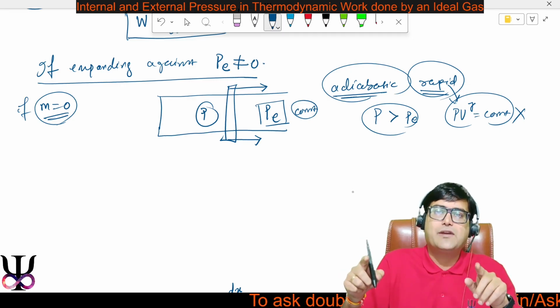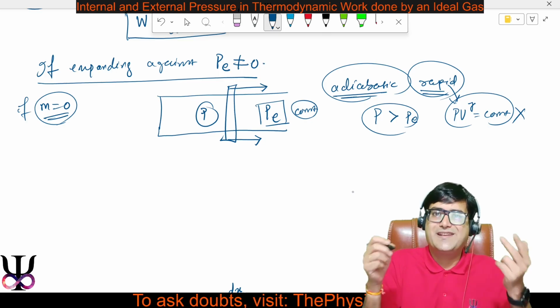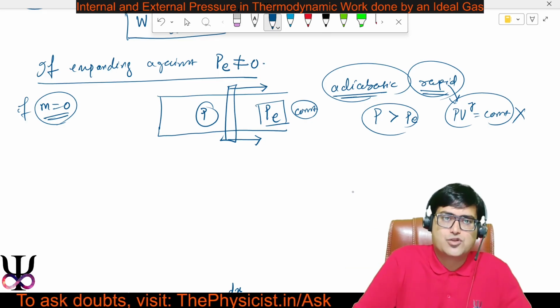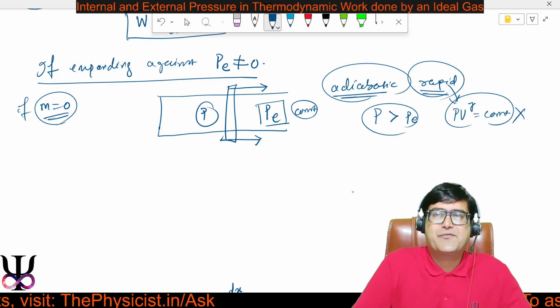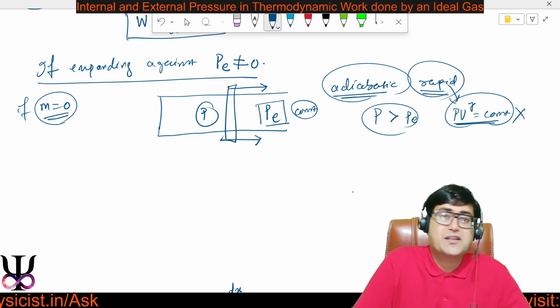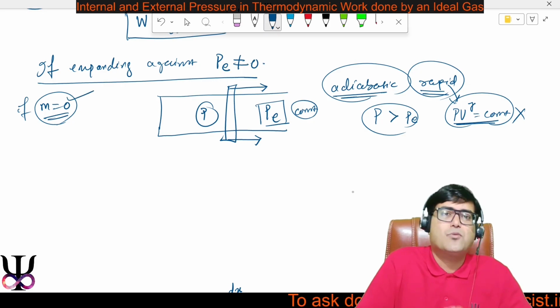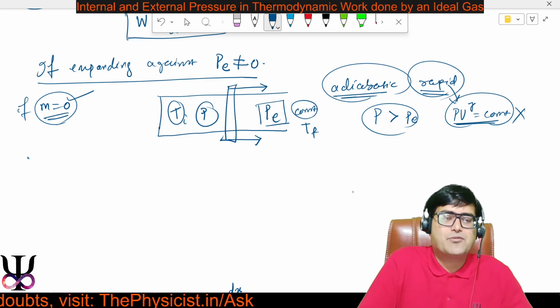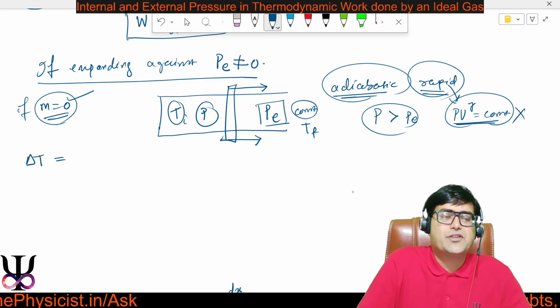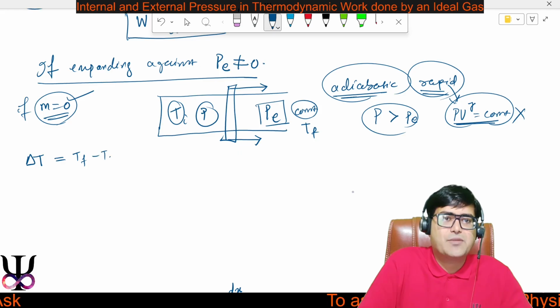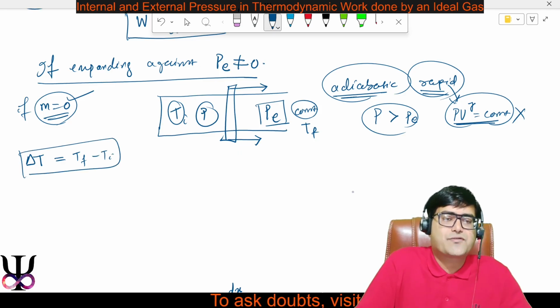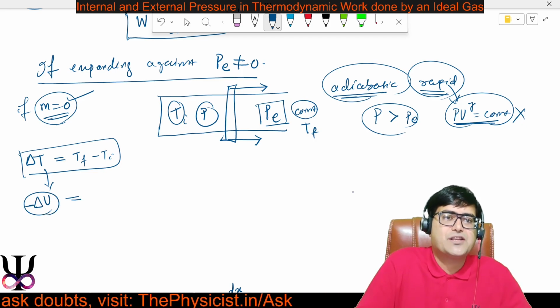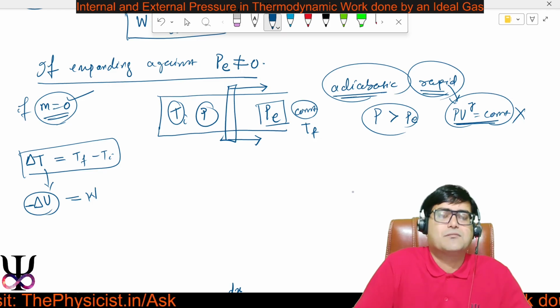That is only when the adiabatic process is reversible, that is, it is quasi-static. We'll discuss that shortly. But for now, if you can't use this to find the work done, and if the mass of the piston is zero, then there is only one thing. You have to take the initial temperature, consider the final temperature, and find the difference of temperature. The difference of temperature is the final temperature minus the initial temperature. From this difference of temperature, you find the change in the internal energy, and the negative of the change in internal energy will be the work done by the gas.